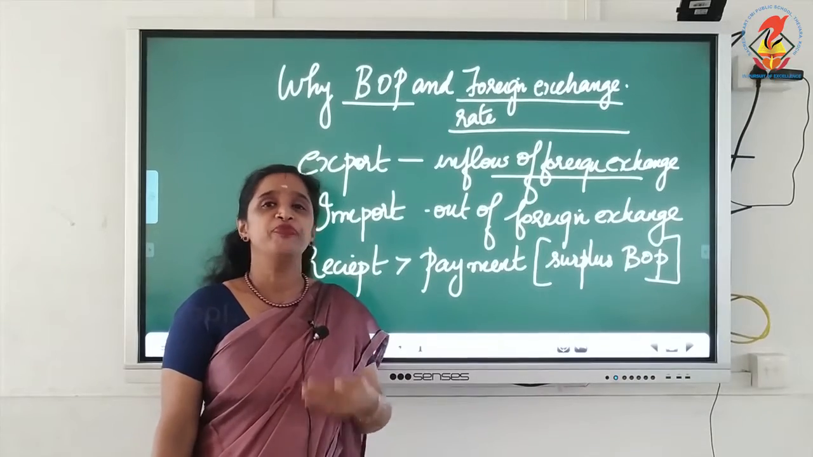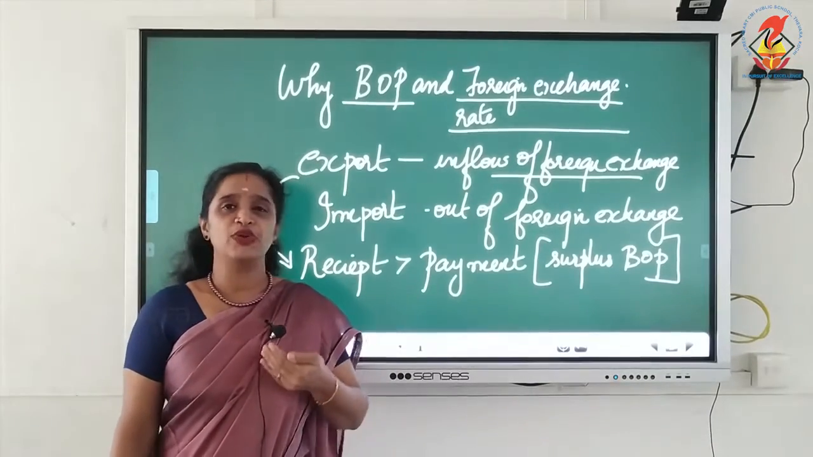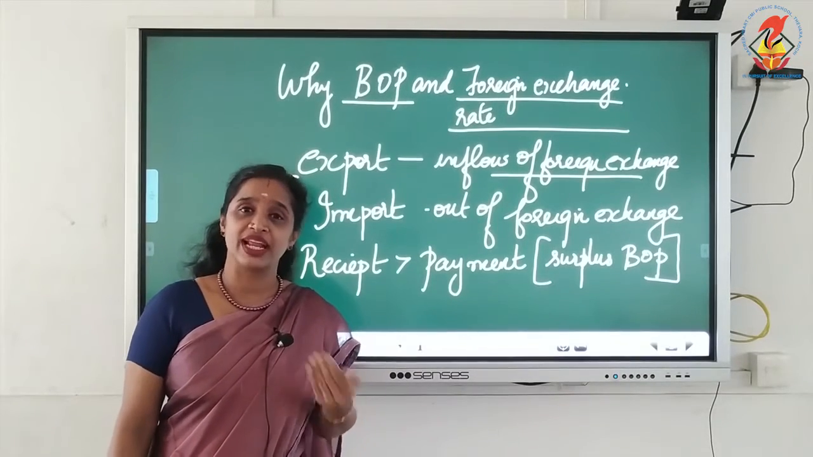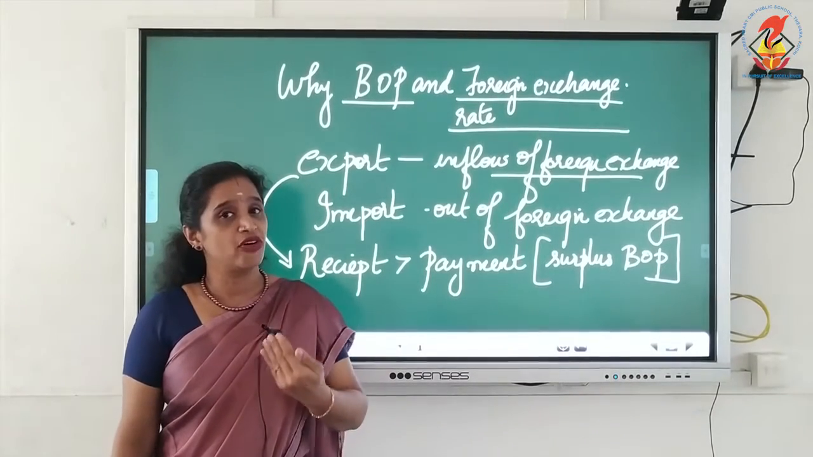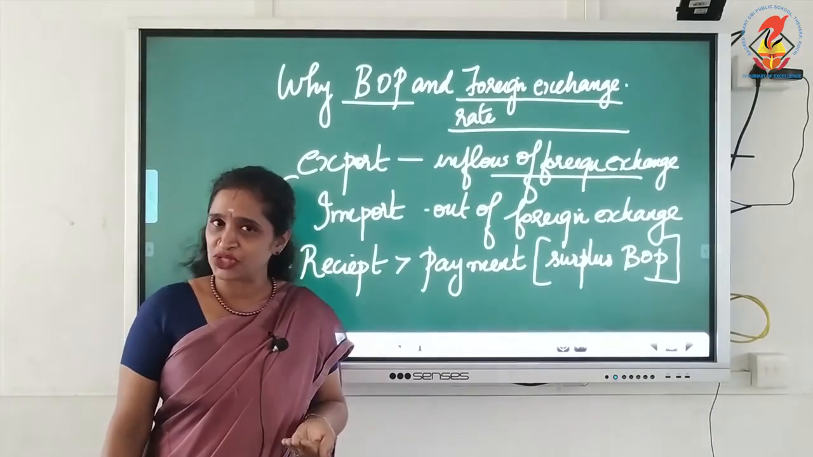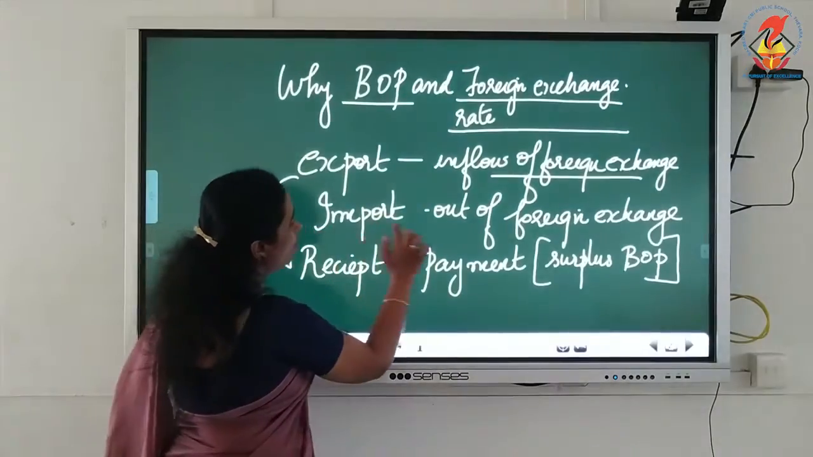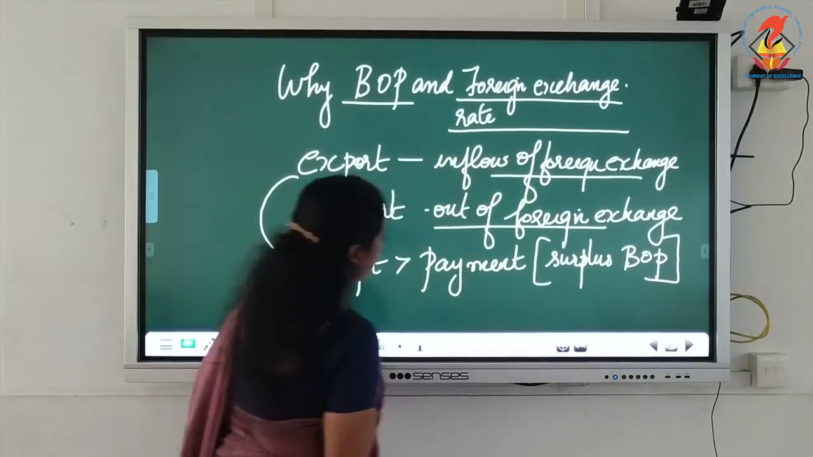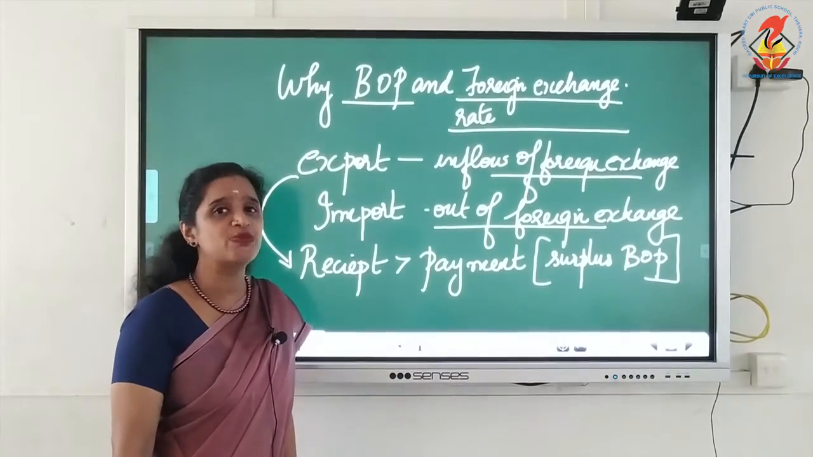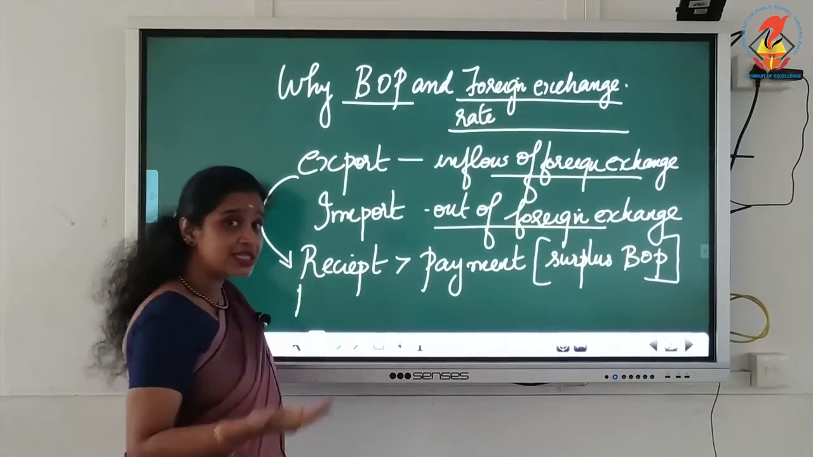If we want to know whether the balance of payment is in surplus, we need to know about the foreign exchange, whether the inflow of foreign exchange is greater or lesser. If the inflow of foreign exchange is greater, we can say that there is a surplus of balance of payment. Likewise, if the outflow of foreign exchange is greater, that means what? Outflow is more, our payment is more than receipt. That means receipt is lesser than payment.